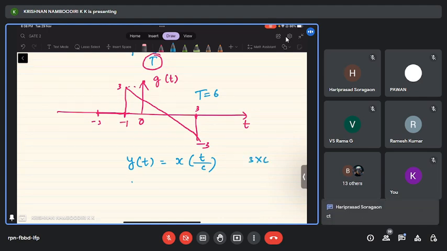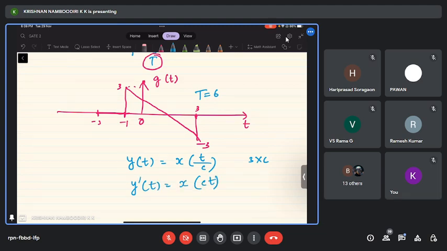And similarly, if you say y dash of t equal to x of c into t, then that is essentially compressing the signal, right? That means 3 divided by c. This is the period of this signal. Now the signal g of t has a period equal to 6.